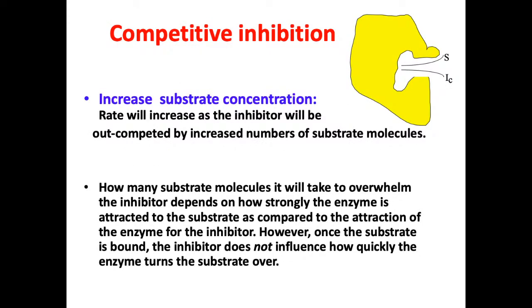Then comes competitive inhibition. If you increase your substrate concentration, the rate will increase as the inhibitor is outcompeted by the increased number of substrate molecules. The substrate will come and attach at the site, and the inhibitor will also be coming to the substrate site. So they will be competing for the same site.